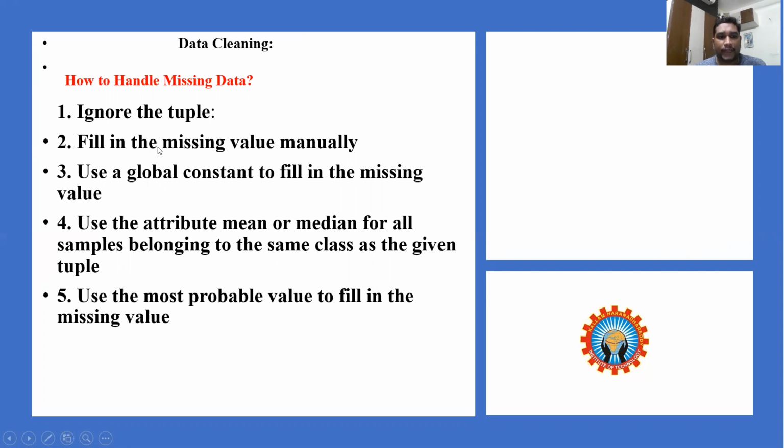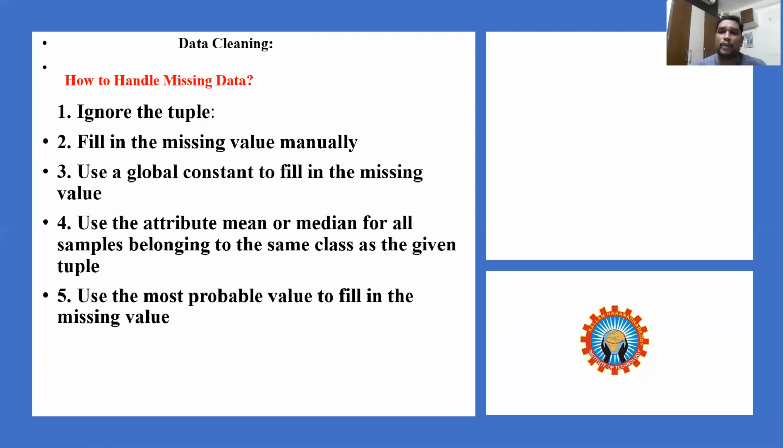And second, fill in the missing value manually. If a particular value is not available in a tuple or data attribute, for example, I have 5 values. Among the 5 values, 4 values are X and the fifth value is missed. So you manually write that as X.